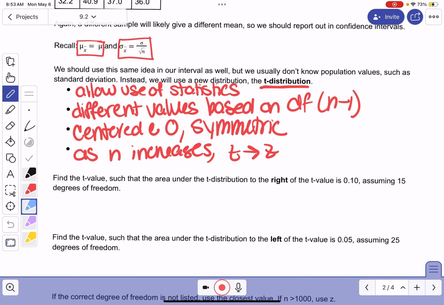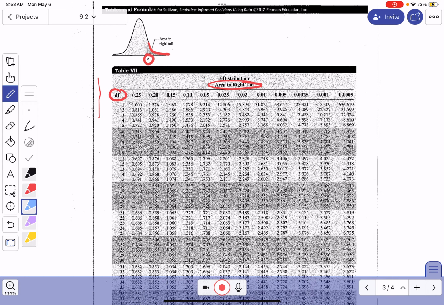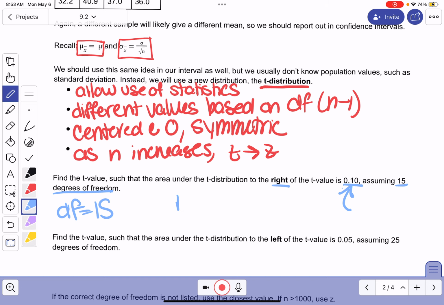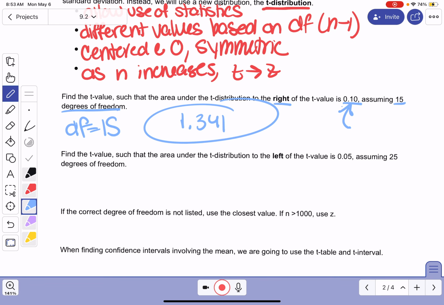So if we are finding the t value so that the area to the right is 0.10 and 15 degrees of freedom, we're looking for our degrees of freedom of 15, that's on the side. And then our area to the right is 0.10. Notice up here on the right. So those are just the things we're looking for on this table. So area in the right is 0.10. Degrees of freedom was 15. We find where they meet, and we get 1.341. All right, so that's how you use the table.